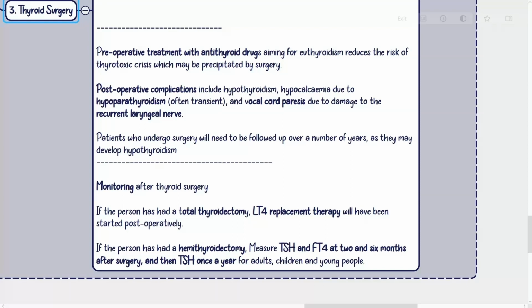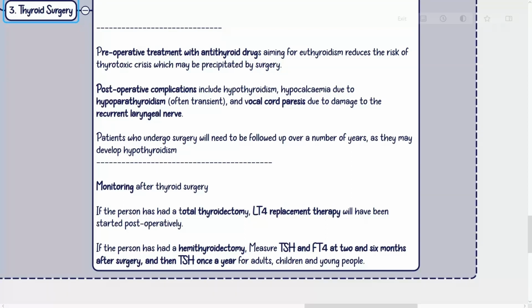Postoperative complications include hypothyroidism, hypocalcemia due to hypoparathyroidism, often transient, and vocal cord paresis due to damage to the recurrent laryngeal nerve. Patients who undergo surgery will need to be followed up over a number of years, as they may develop hypothyroidism. Monitoring after thyroid surgery.